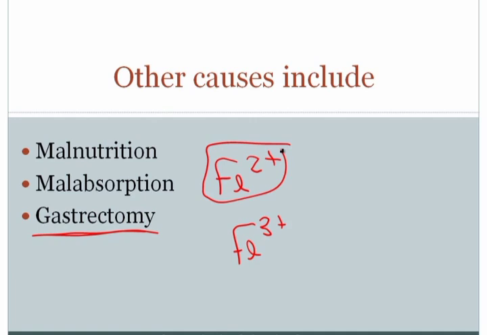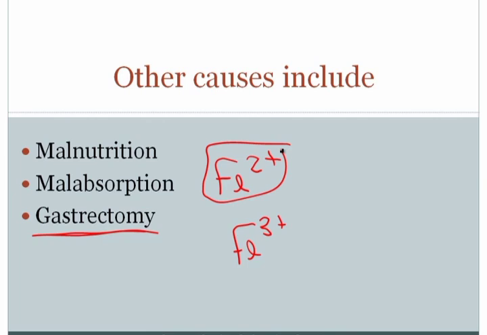Why is that important for this discussion of gastrectomy? Well, the idea is that acid maintains the Fe2+ state. And so if there's acidity, the iron remains in the 2+ state, and by remaining in the 2+ state, it's more readily absorbed.